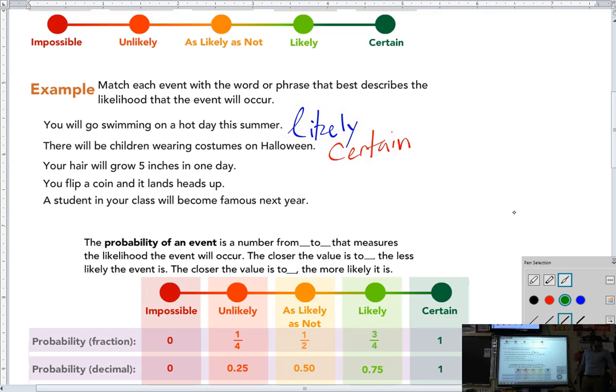Elena, what about your hair will grow 5 inches in one day? I think very unlikely. Very unlikely.